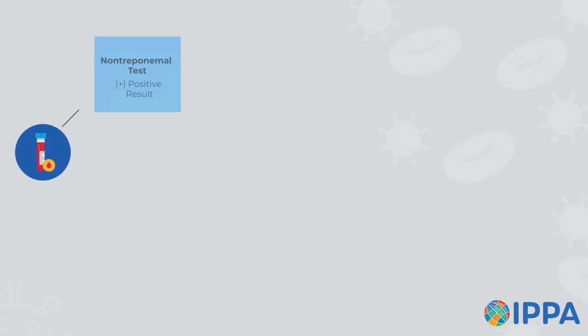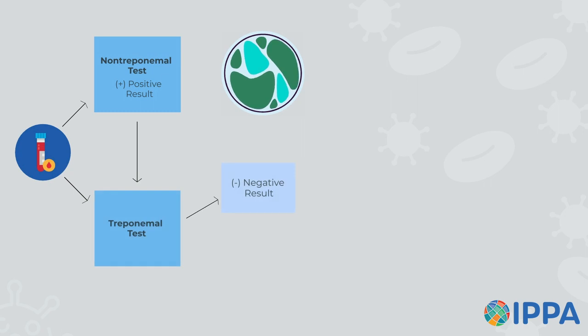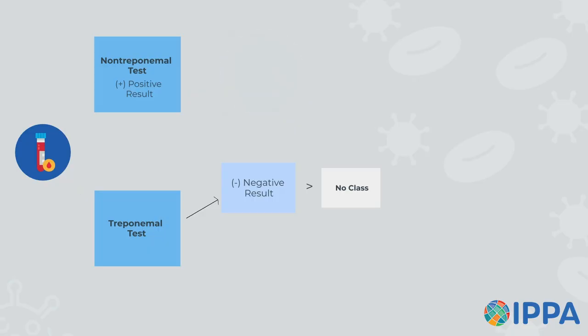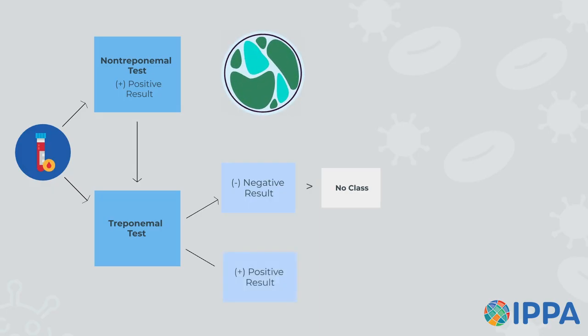2. Applicants with a positive or reactive non-treponemal test, i.e., RPR or VDRL, and a negative or non-reactive treponemal-specific test are no class for syphilis. 3. Applicants with a positive or reactive non-treponemal test, i.e., RPR or VDRL, and a positive or reactive treponemal test are Class A for syphilis and will remain Class A until treated. 4. After completing treatment, applicants are classified as Class B.